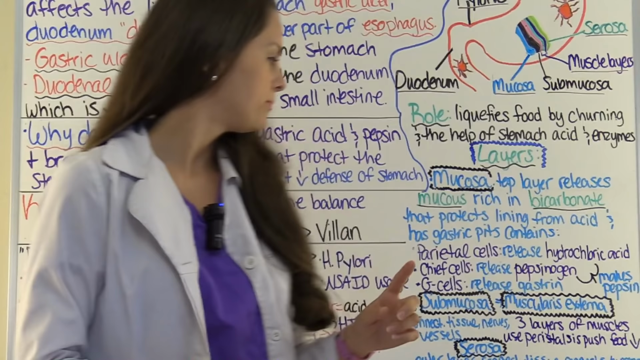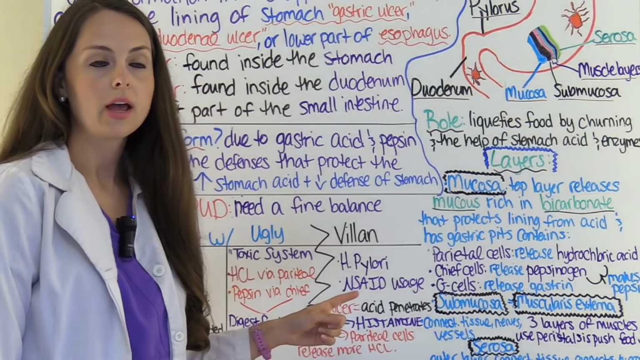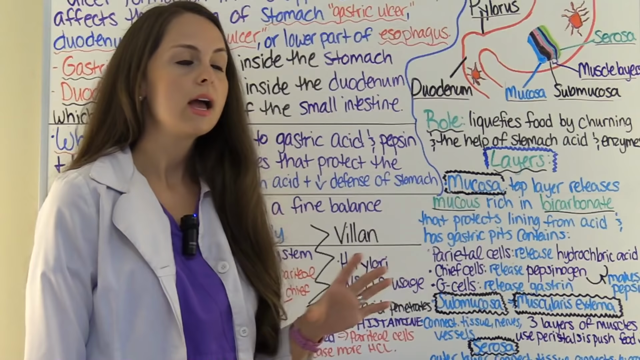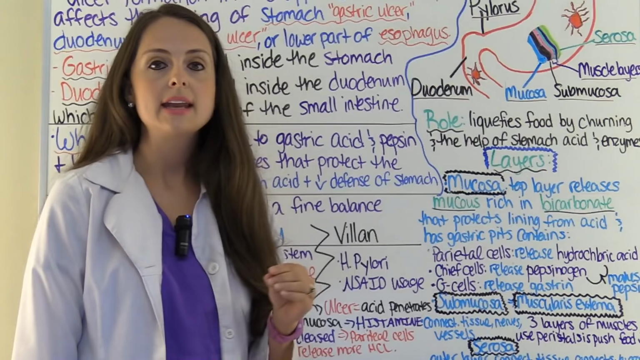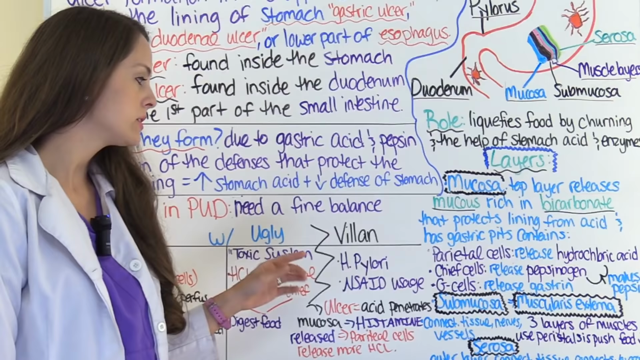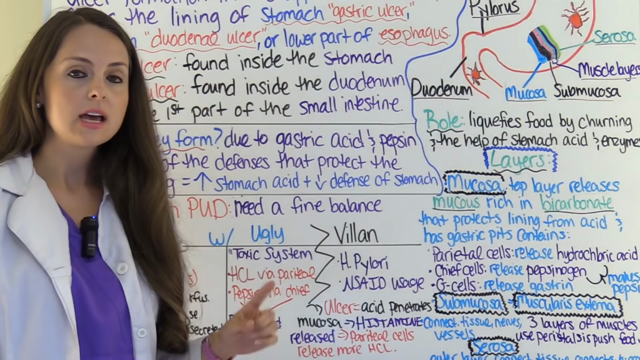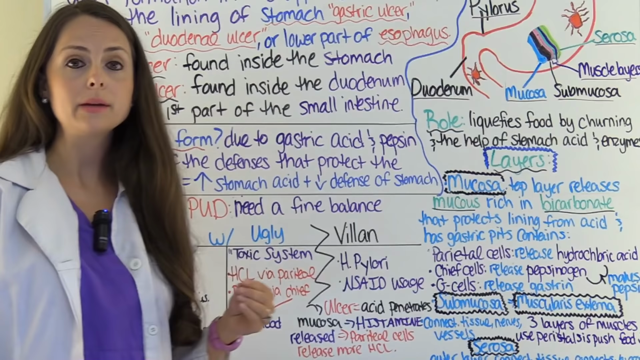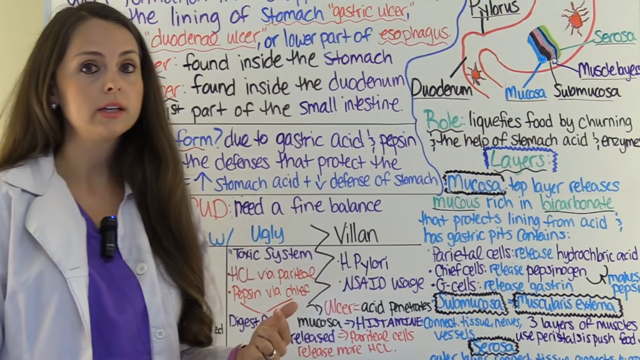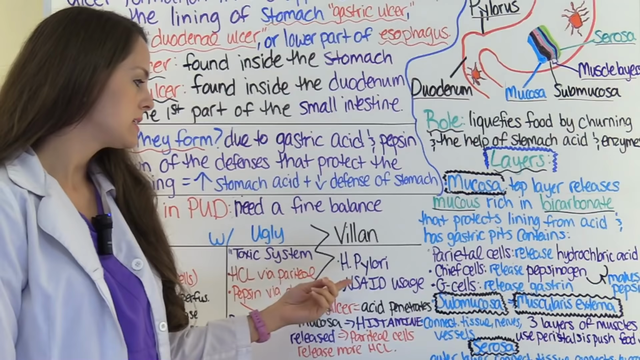Now, what happens is that we can have a villain come on board. And one of the major villains that cause peptic ulcer disease is called H. pylori. And this is a bacterial infection that gets in and it attacks the mucosa of your stomach lining. And actually, according to CDC.gov, their statistics on peptic ulcer disease, 90% of peptic ulcers that are duodenal are caused by H. pylori, and 80% are gastric ulcers caused by H. pylori. So this bacteria is really causing a lot of peptic ulcer disease problems. And then NSAID usage. So these two things are really our big main cause, which we're going to talk about in depth here in a second.